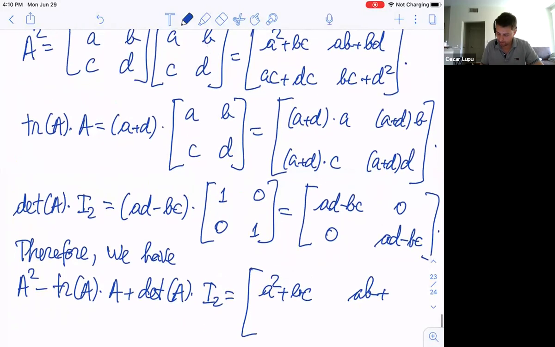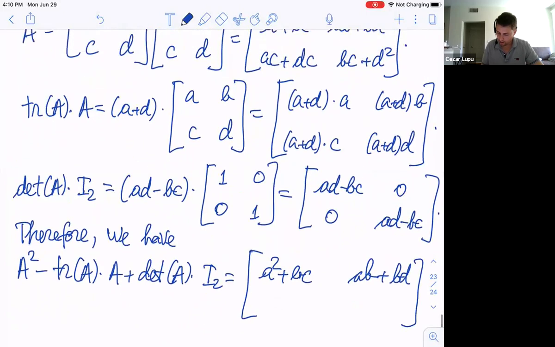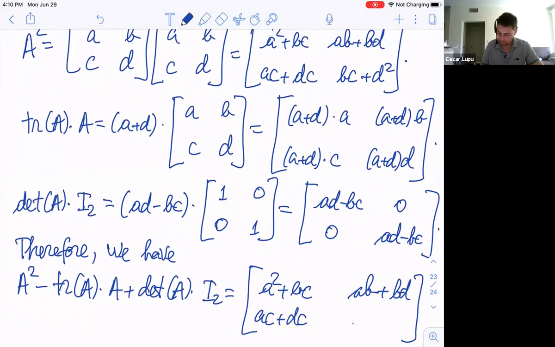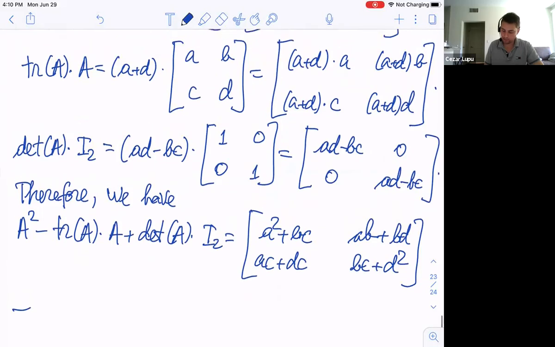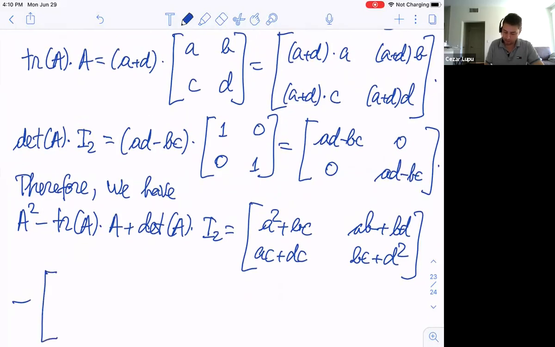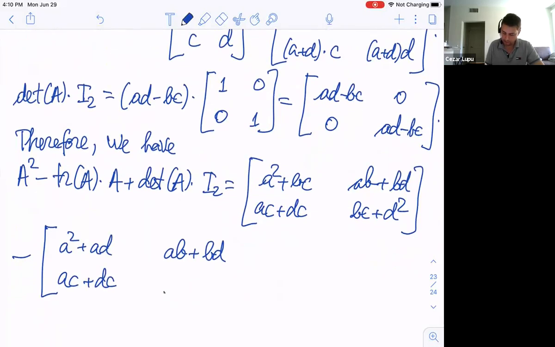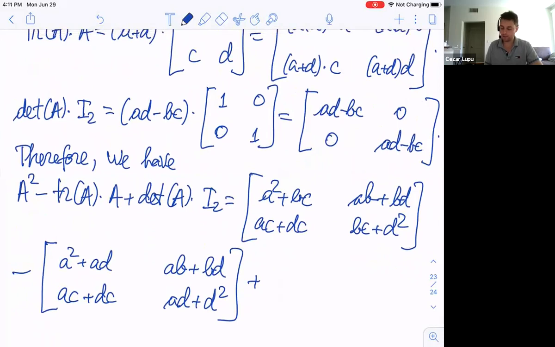AB plus BD, and AC plus DC, BC plus D squared, okay, minus the second matrix, which was given by A squared plus AD, let's multiply these out, AB plus BD, AC plus DC, and the last one is AD plus D squared, okay, minus this plus this matrix, the determinant of A times the identity, which was nothing else than just AD minus BC, 0, 0, AD minus BC.